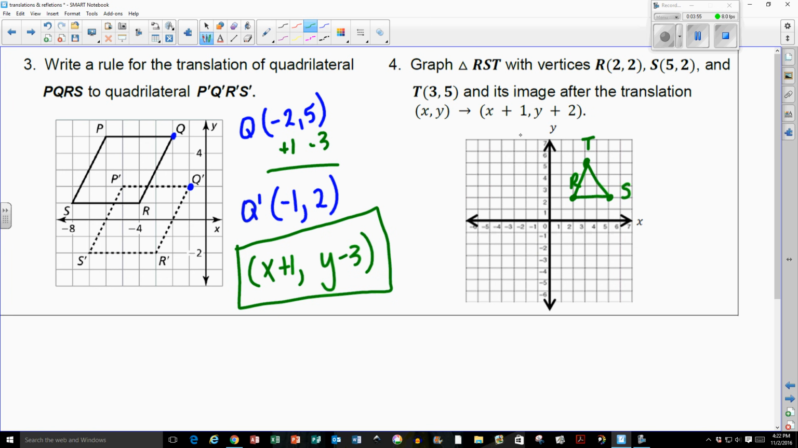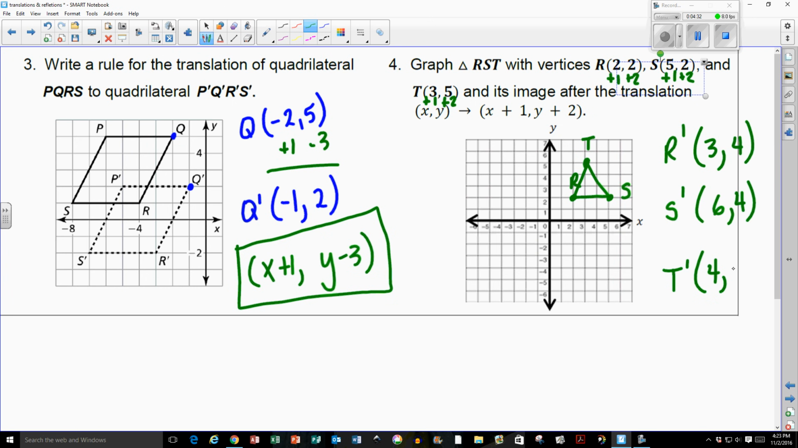translate the pre-image by adding 1 to all of the x's. So if I add 1 to all of the x values, I can get R prime, S prime, and T prime. So R prime, so 2 plus 1 is 3, 5 plus 1 is 6, 3 plus 1 is 4. So there are my new x values. And to add 2 to the y values, so I'm going to add 2 to all of my y values. So 2 plus 2 is 4. 2 plus 2 is 4, and 5 plus 2 is 7. So here are my new points.